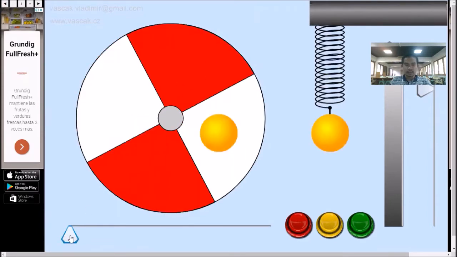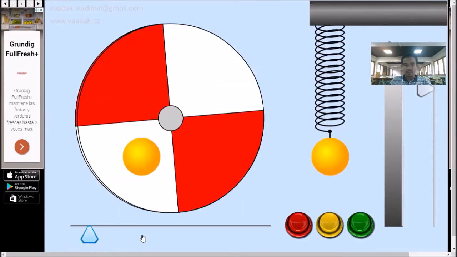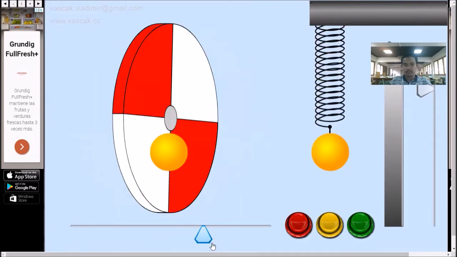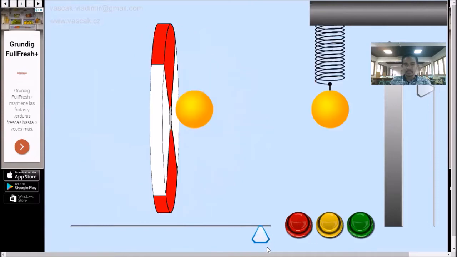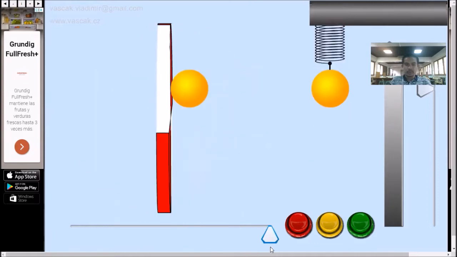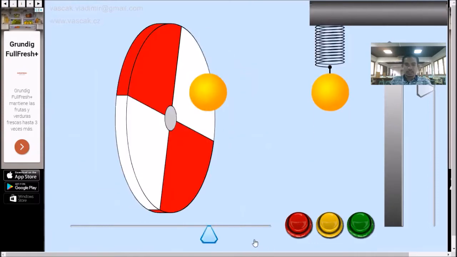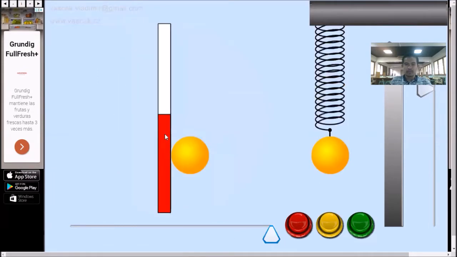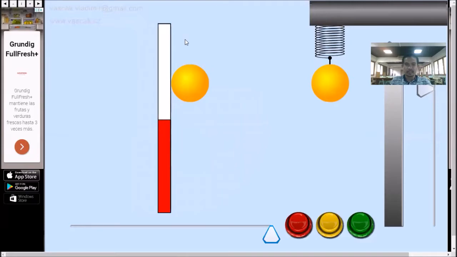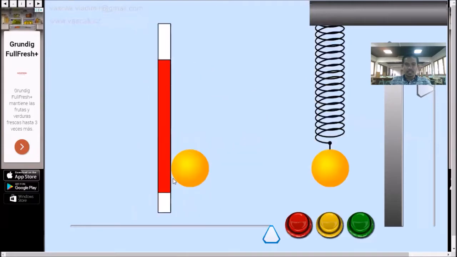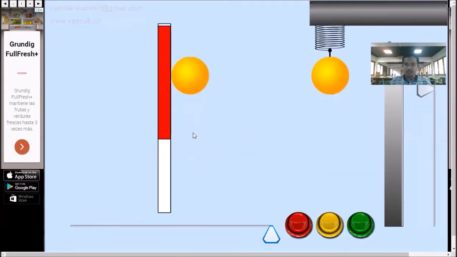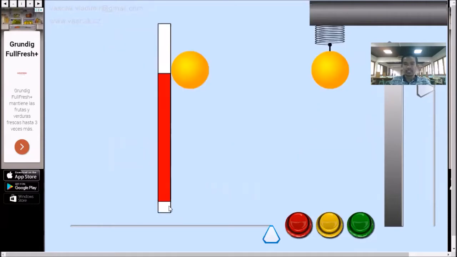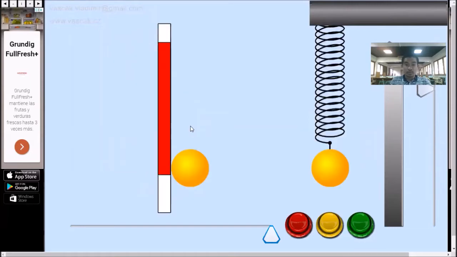Okay, so we will compare. Now, if we view the turntable at this position, we can see that both balls are moving up and down. So it means the object that is moving in uniform circular motion is also moving in simple harmonic motion.